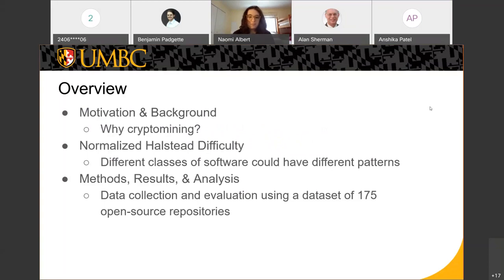Sorry. One more slide before we get too much further. Here's an overview of what we'll be covering today. Essentially, we'll be discussing why we chose to do this, how we did it, what we saw, and what it all means. So that is to say the motivation to why we chose crypto mining injections, the metrics selected, influencing how we did it, so why we chose normalized Halstead complexity, and the methods, results, and analysis, which will tell us what this all means and what we found. Next slide, please.